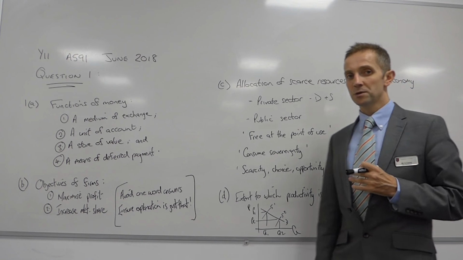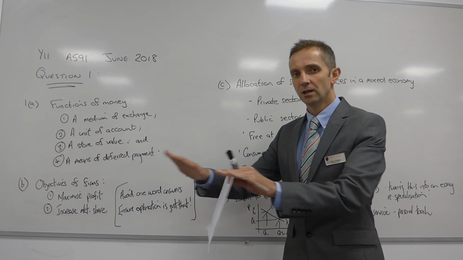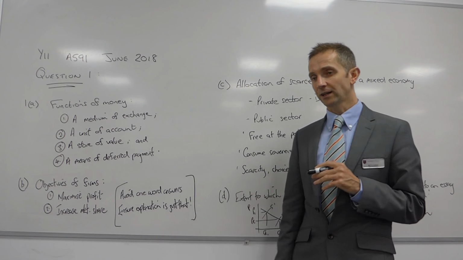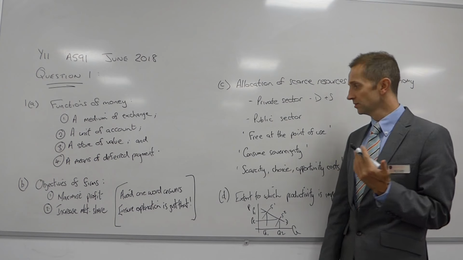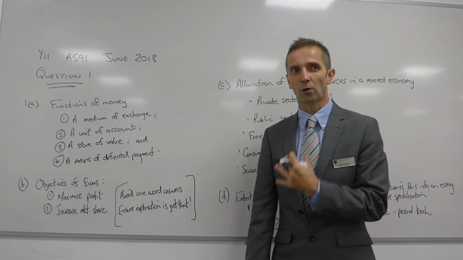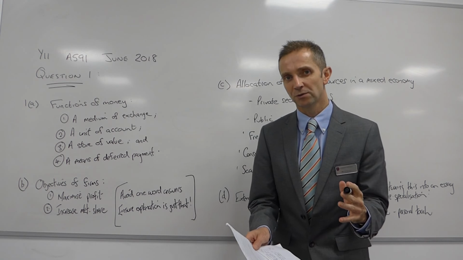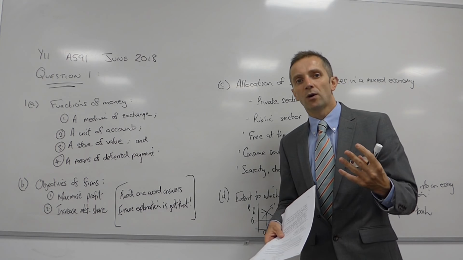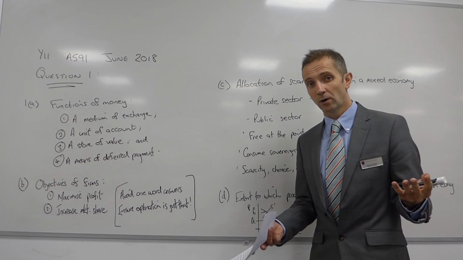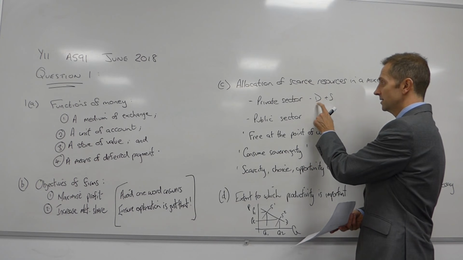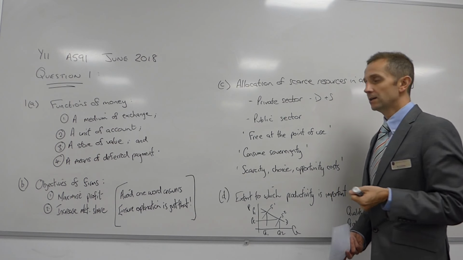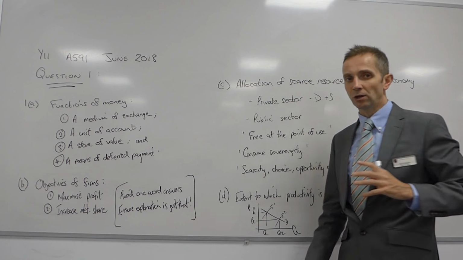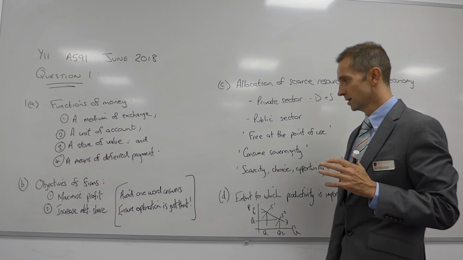So in a mixed economy, of course, we have the government, otherwise known as the public sector, allocating resources, and we have the private sector or individuals allocating resources based upon market forces, or as we would otherwise call it, D and S, demand and supply. So that's essential to answer this part of your question.